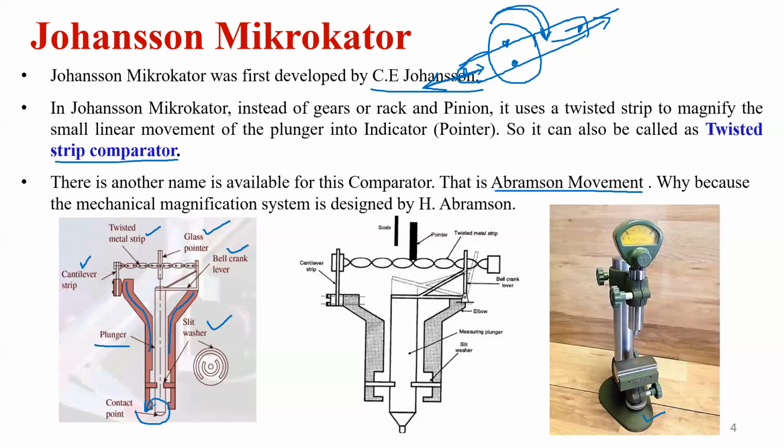So if any small linear movement is given to the plunger, that causes the movement of the bell crank lever. This bell crank lever applies either a push or pull on the strip, which causes the rotation of the glass pointer.